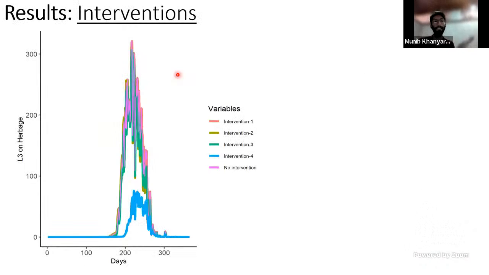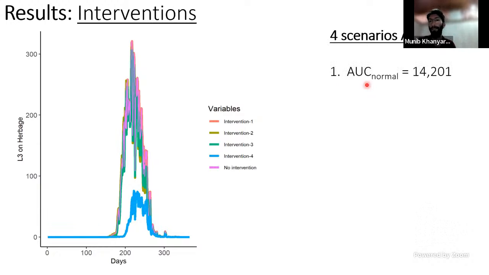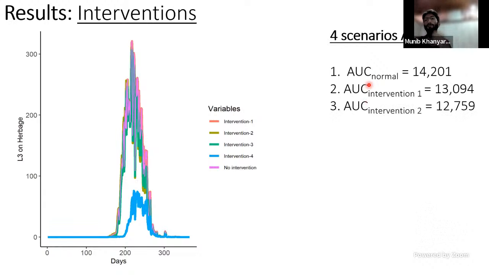Essentially, we ran these models and looked at the effectiveness by calculating the area under the curve. The area under the curve, labeled normal, which is the summation of the infection, was about 14,201. The first intervention, treating for just 2 weeks, didn't really change much, reduced a bit. 4 weeks didn't really change much, reduced a bit. Even 1 month didn't really change much.